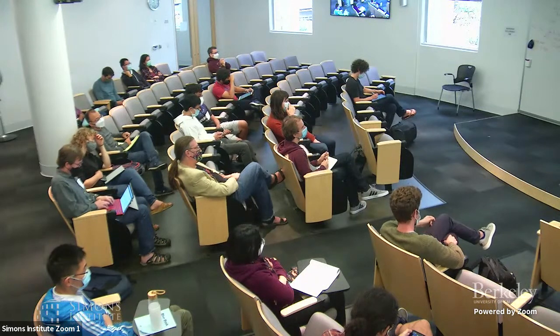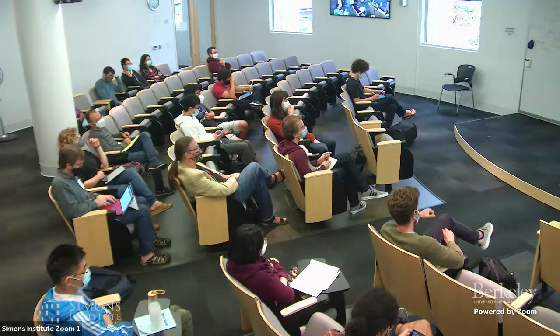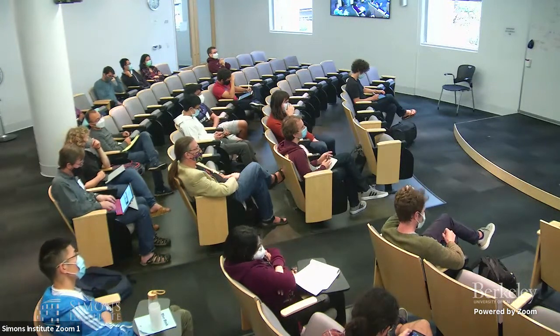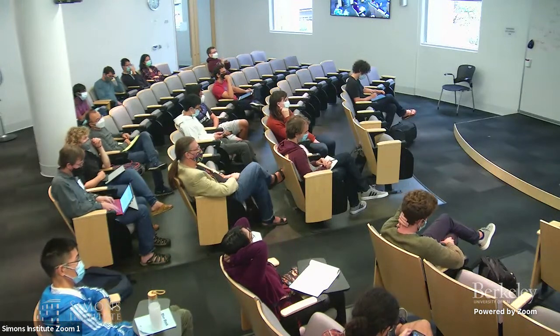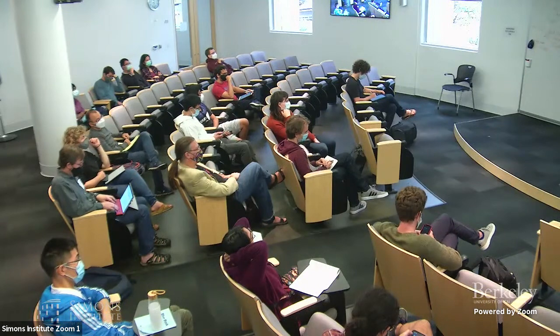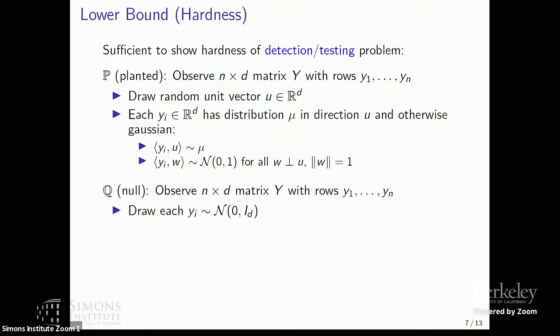Great, so that's it for the upper bounds side. Let me talk about the lower bounds now. So if we want to convince ourselves this problem is hard, what do we do? Well, the first thing to note is that it would be sufficient to talk about hardness of a certain detection problem. So, if you want to say that it's hard to recover the planted vector, we can instead think about trying to show that it's hard to just distinguish these two things.